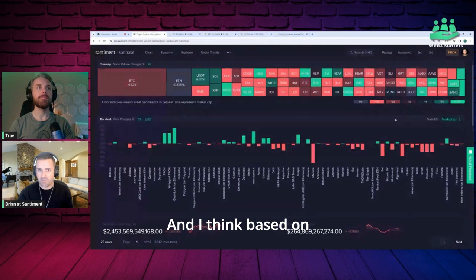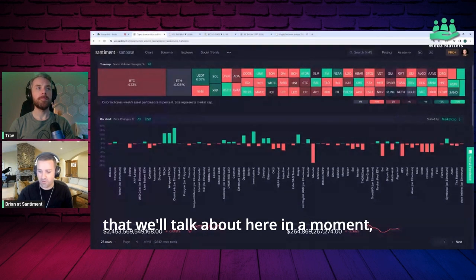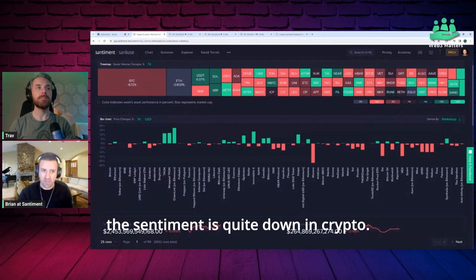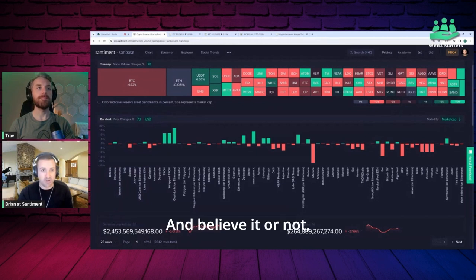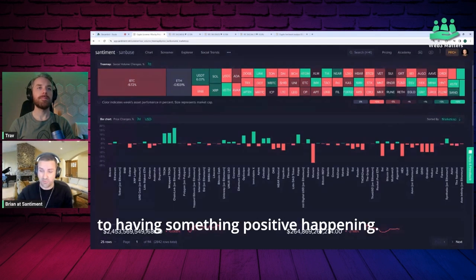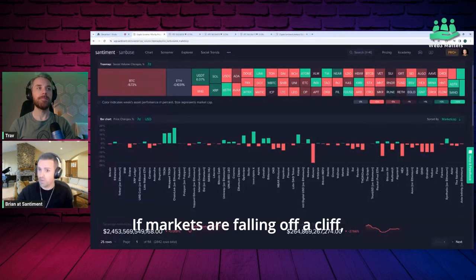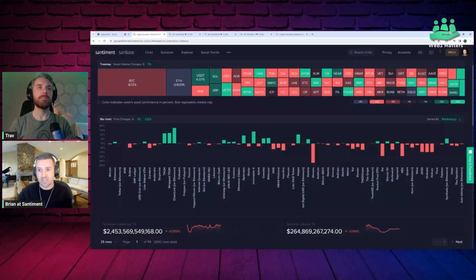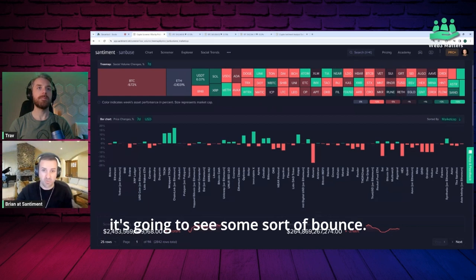And I think based on some of the other metrics that we'll talk about here in a moment, the sentiment is quite down in crypto. And believe it or not, that's actually a good thing. So when you see a lot of negativity with a metric known as weighted sentiment, which I'll jump to momentarily, that's generally a sign that markets are getting close to having something positive happening. If markets are falling off a cliff, all the negative sentiment usually leads to at least a bit of a safe haven day or two or three, or even more probably, it's going to see some sort of bounce.